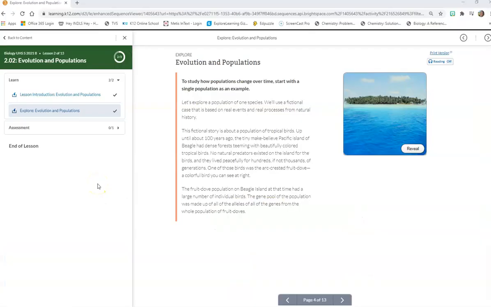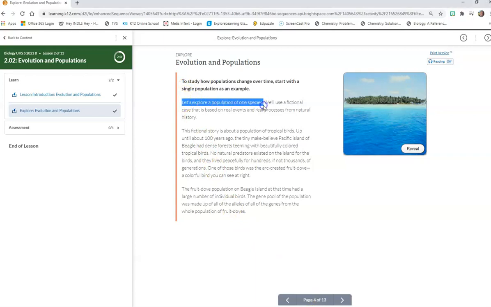All right, so right now what I'm going to do is tell you a story, and the story is in your lesson. It's actually in lesson 2.02, in the Explore section. If you click on Explore here and then click through to page 4, this is where the story starts. This is a fictional story about real things that can happen within a population. So here we go.